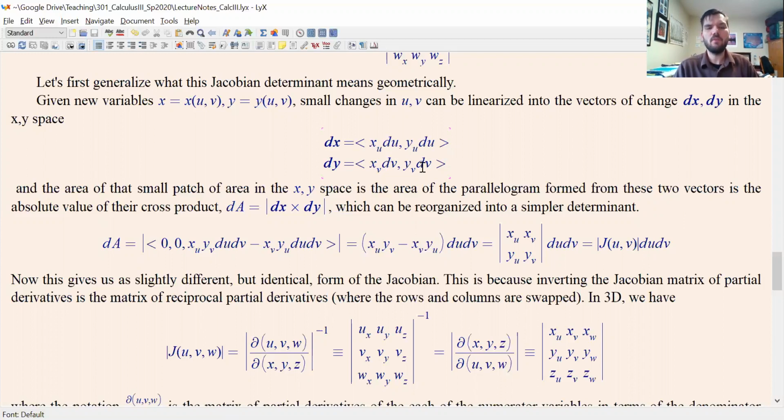And then when we form that little piece of area, we're finding the absolute value or the magnitude of the cross product of those two vectors. And that represents the area of the parallelogram. And so let's compute out that cross product.